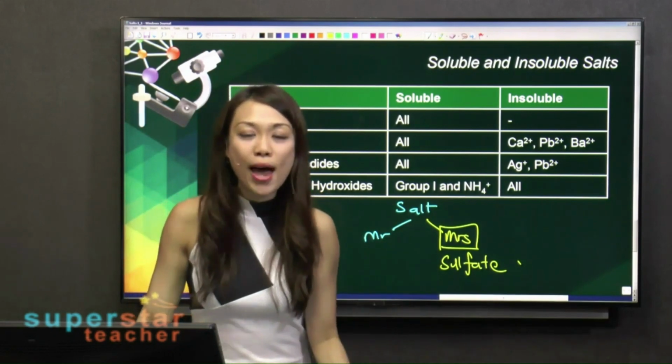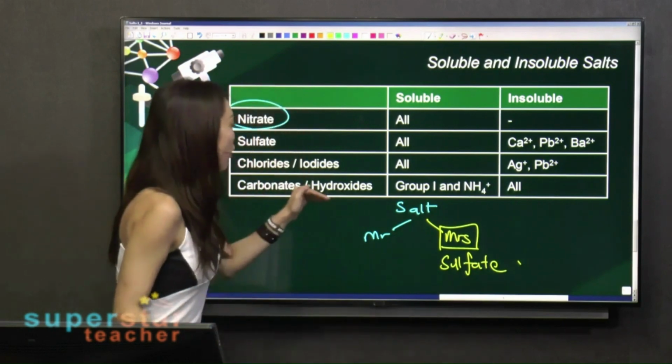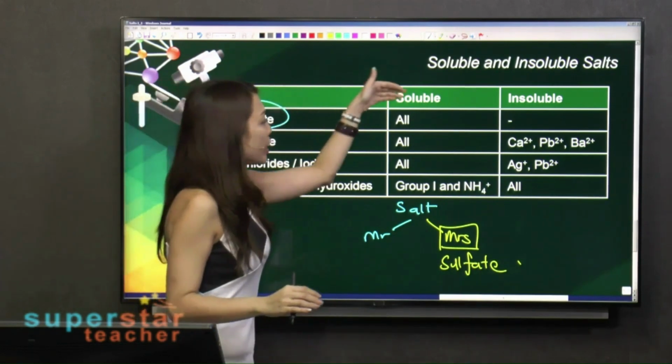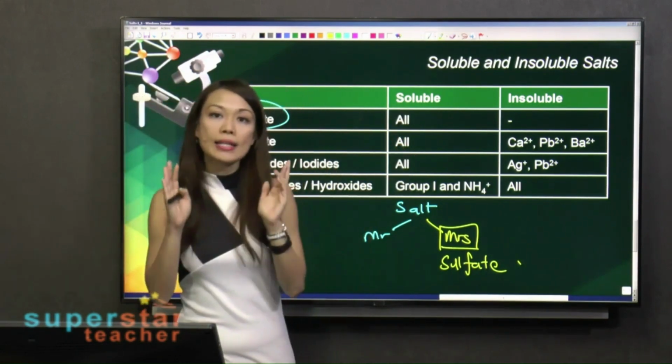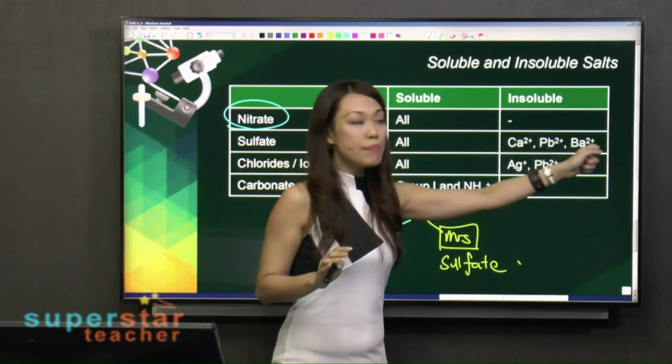Look at the transition metals. Come on, name me some. If you say copper, copper sulfate. Okay, very good. Iron sulfate. Very good. All right, so under sulfate, those are all soluble. Who are the insoluble? Well, there are three: calcium, lead, and barium.